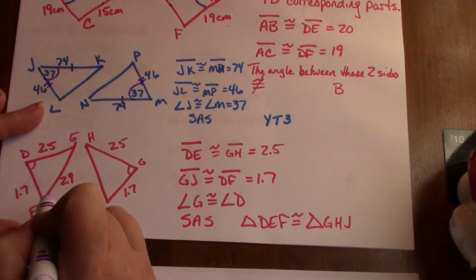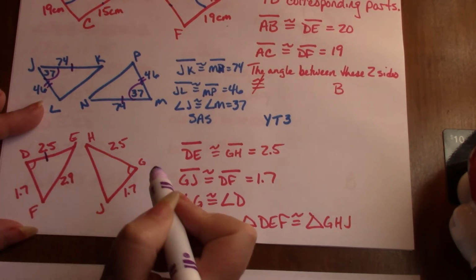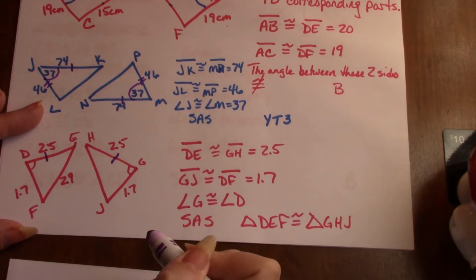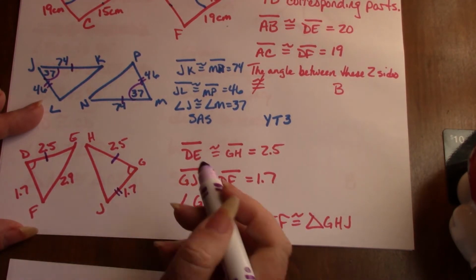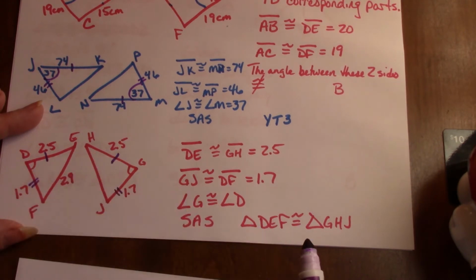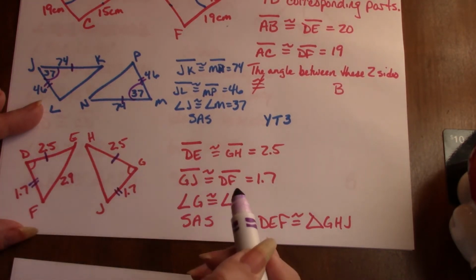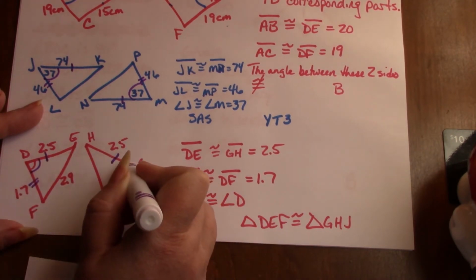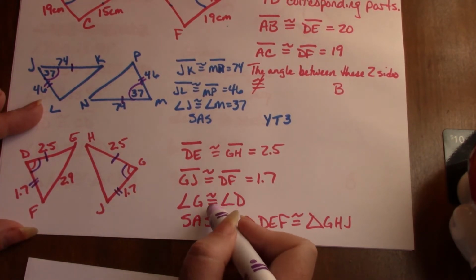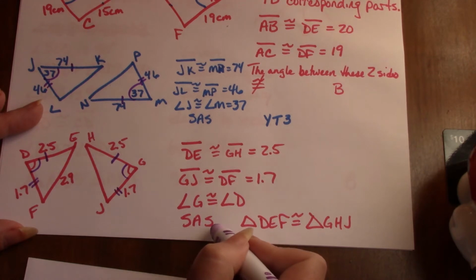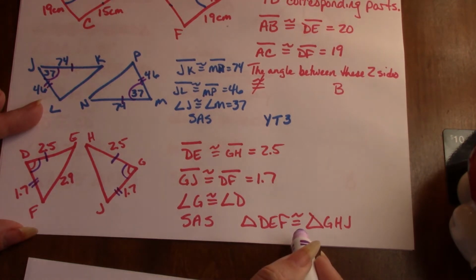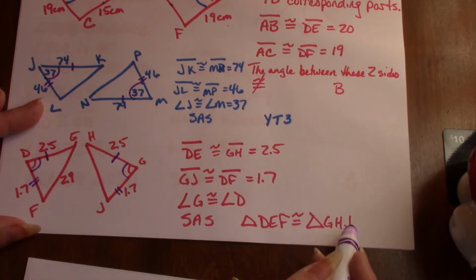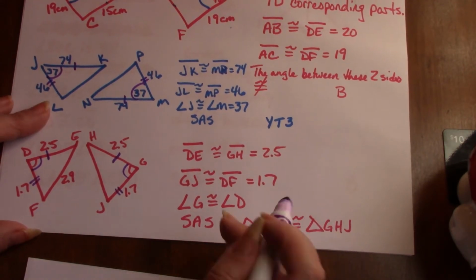Here we know that line DE and line GH are the same. We know that JG and DF are the same. And we know that angle G and angle D are congruent. Therefore, we have the side angle side theorem, which makes both the triangles congruent.